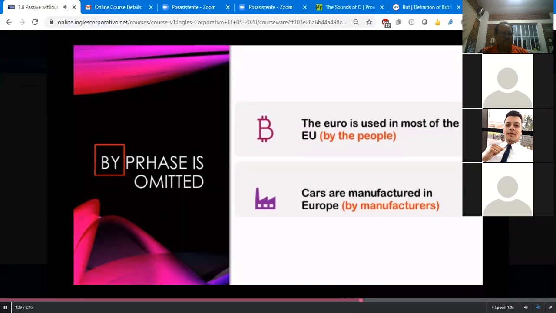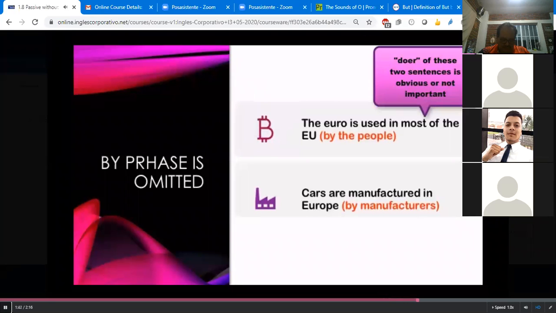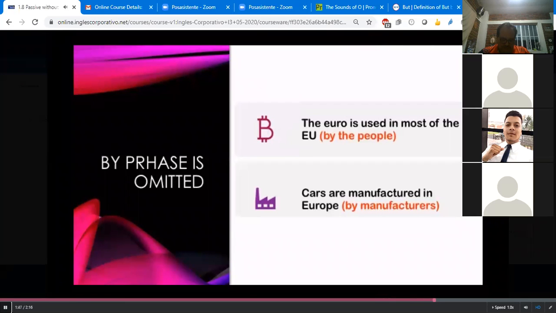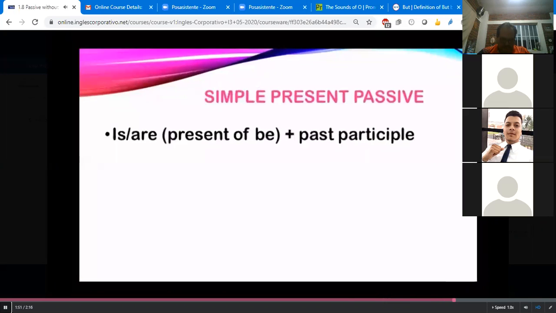The euro is used in most of the European Union by the people. Cars are manufactured in Europe by manufacturers. What I want you to notice is that the doer of the action in each of these sentences is obvious or not important, so the by phrase can be easily omitted. So this takes us to our structure, and because we're using simple present passive, this is what we have to work with: is, are, present of be, plus past participle.